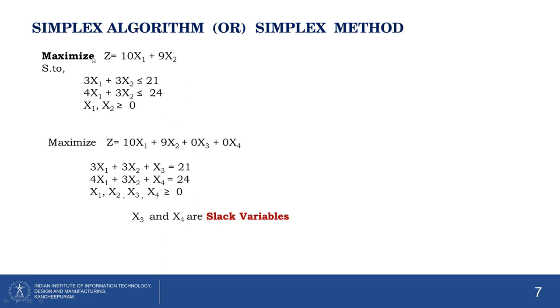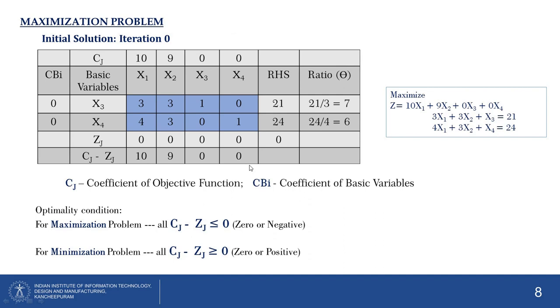Maximize z equal to 10x1 plus 9x2. The constraints are the same, and x3 and x4 are slack variables. This is a table, so it can be solved in a tabular format. In the tabular format, the first thing is Cj. Cj is nothing but the coefficients of the objective function. The objective function is 10x1 plus 9x2 plus 0x3 plus 0x4. So the coefficients are 10, 9, 0, 0, and they can be written here.